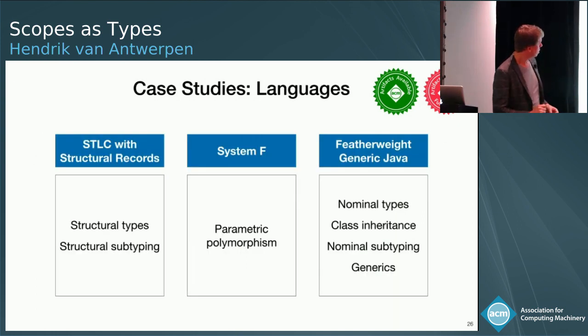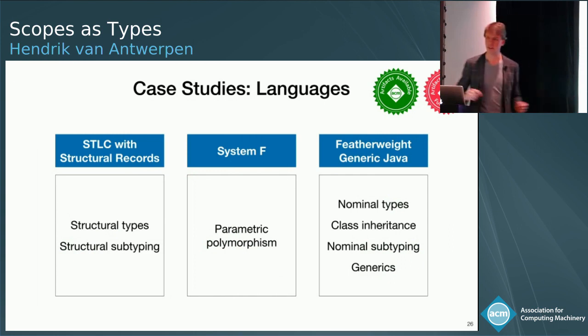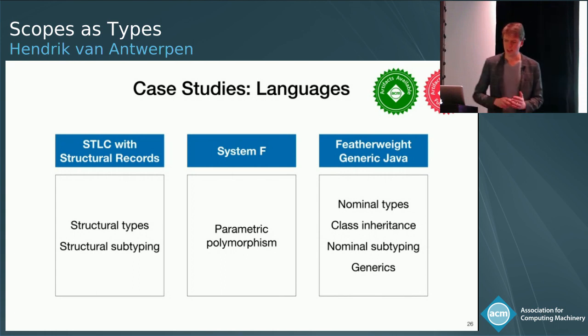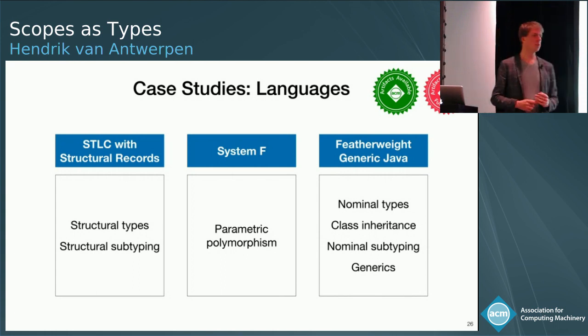We did this for 3 languages, which had different language features that we can find in the wild, let's say. So we did it for the simply typed lambda calculus with structural records, where we have structural types and we have structural subtyping. So we have these kind of typing relations that we needed to express there. We did it for system F, which has parametric polymorphism. And finally, the biggest case study that we did was Featherweight Generic Java, which has nominal typing, class extension, and based on that also nominal subtyping, but also generic, so it brings a few of these ideas together.